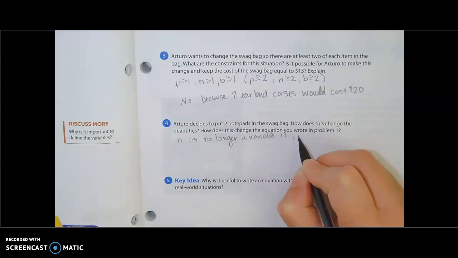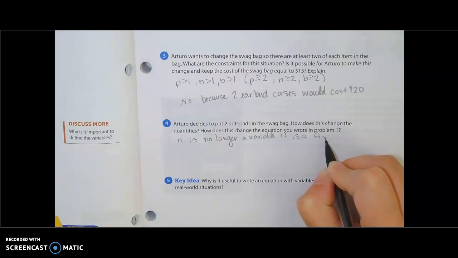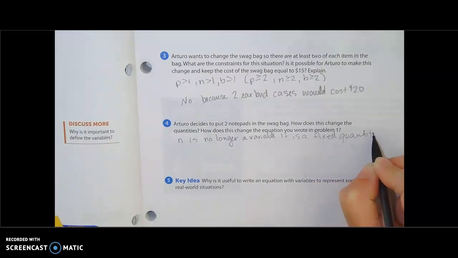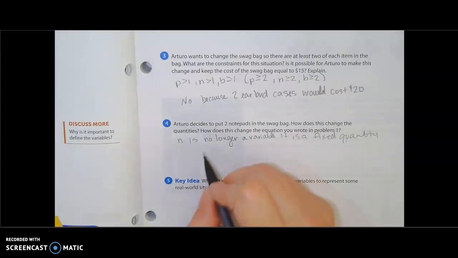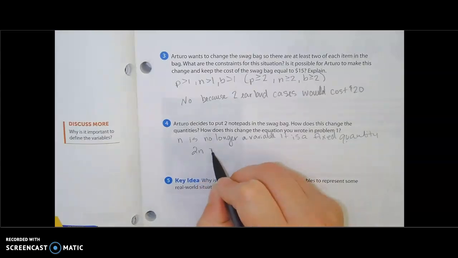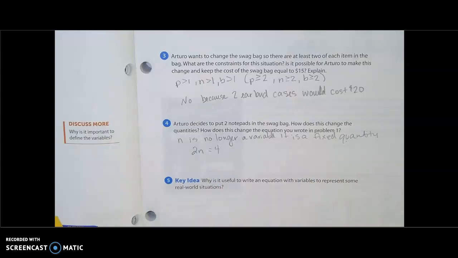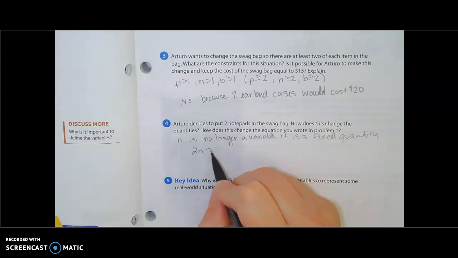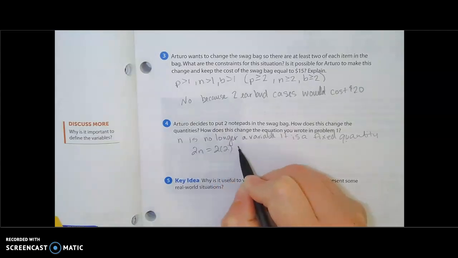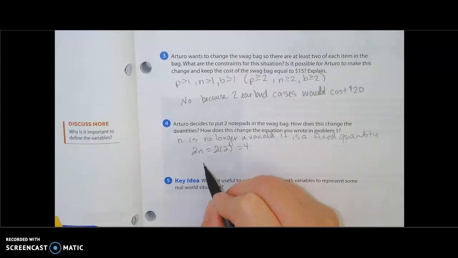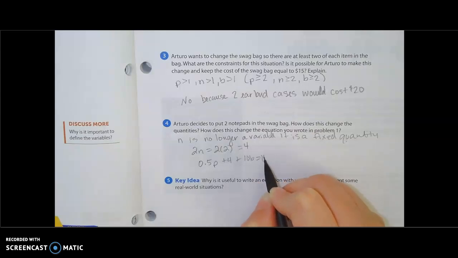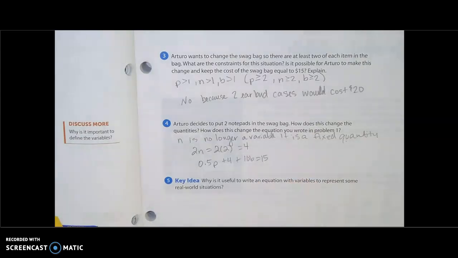It is a fixed quantity. And so then we had students say, so 2n is going to become 4. Or not equal 4, but 2n will become 2 times 2, which is 4. So when we write the new equation, it would be 0.5p plus 4 plus 10b equals 15. And so that's how it changes our equation.